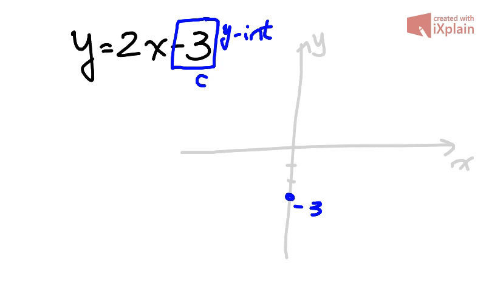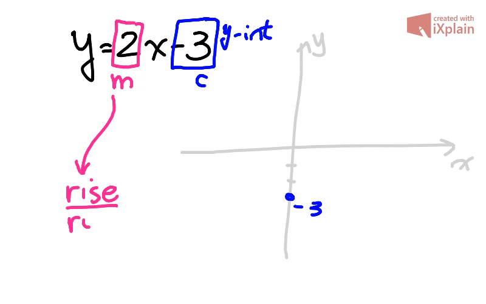The quick method will be simply to look at the gradient, the m in front of the x, the number that multiplies x, and we know that is the gradient, it's the rise over run. So the rise here is 2. There's nothing sitting on the bottom, but we can always imagine a whole number as a fraction over 1. So from the blue point 0, negative 3, we're going to rise 2.